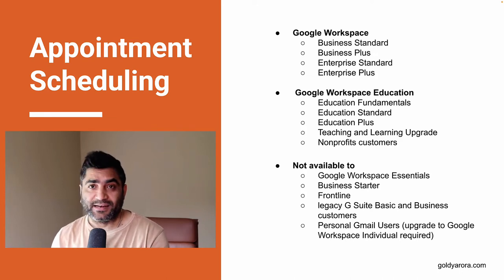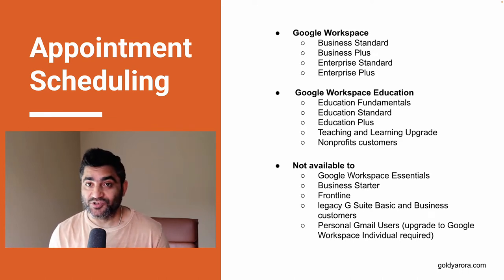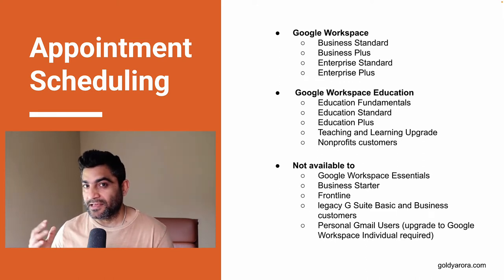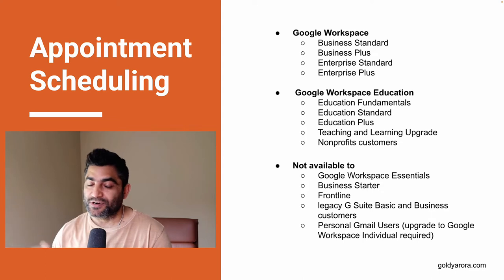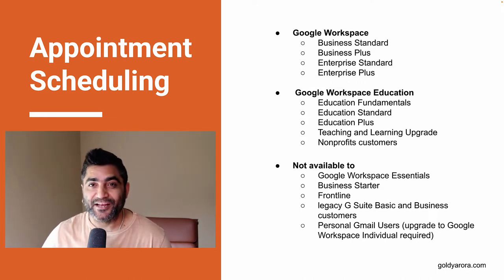Also, very important, in case you are still using personal Gmail account, which ends up in @gmail.com, this is not available by default. However, you can consider upgrading to a new plan that's called Google Workspace Individual. I have a dedicated video, I'll link it somewhere. And once you upgrade, it's a paid plan, then you should be able to leverage this appointment scheduling feature. Okay, so with that, let me share my screen and show you how to set that up step by step.